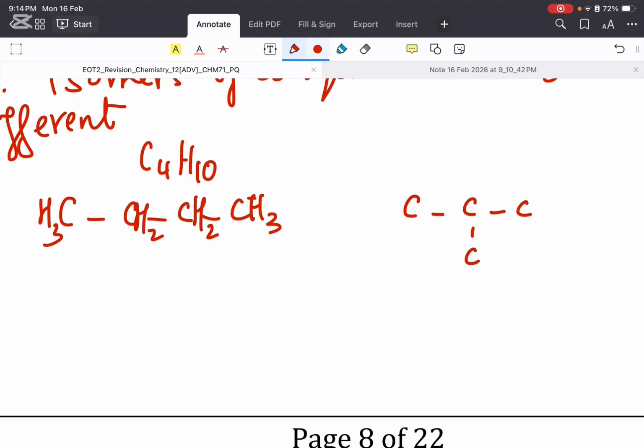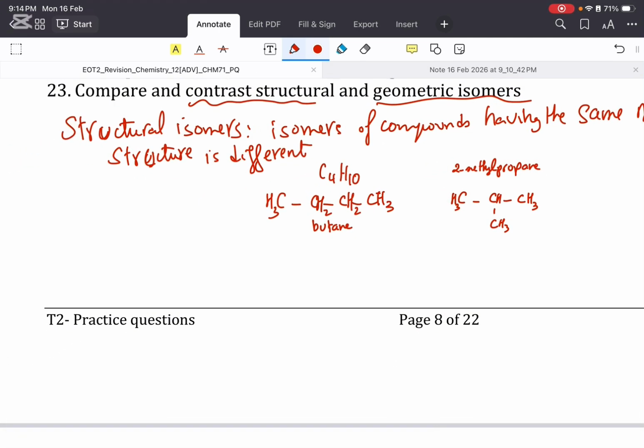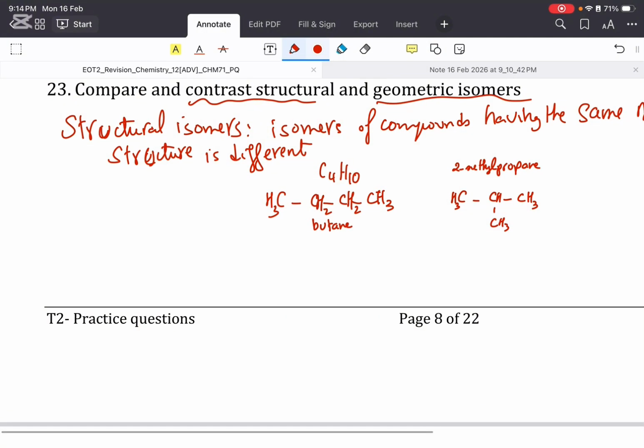Now this compound, I can draw it in a different way. So the structure is different here. The arrangement of carbon atoms together is different. So here, this one is a 2-methyl propane, whereas this one is simply butane. Therefore, 2-methyl propane and butane are called structural isomers because the way their carbon atoms are bonded is different, but both of them have the same molecular formula.